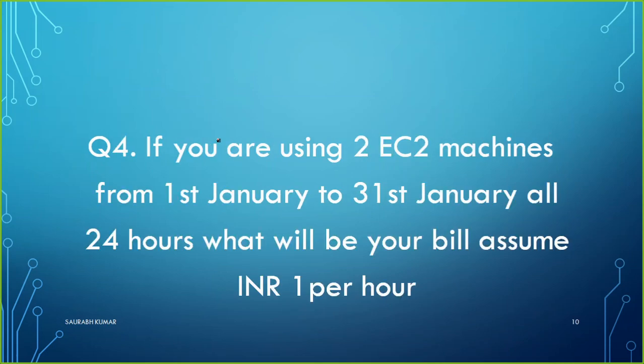Then the fourth question goes to you, and this is just a mathematical question. If you are using 2 EC2 instances, 2 EC2 machines, from 1st January to 31st January, and you have been running these 2 machines all the time, 24 hours, meaning 31 multiplied by 24, that many hours you kept 2 machines running. First you have to calculate how many hours you have run the instances, then you have to calculate how much is free and how much extra you have used, and on that basis I'm asking you to give me the price.